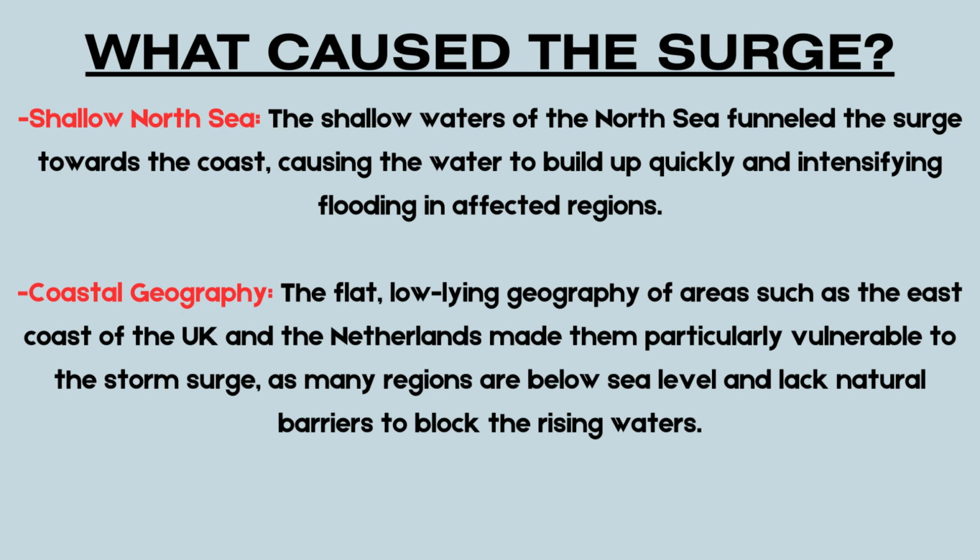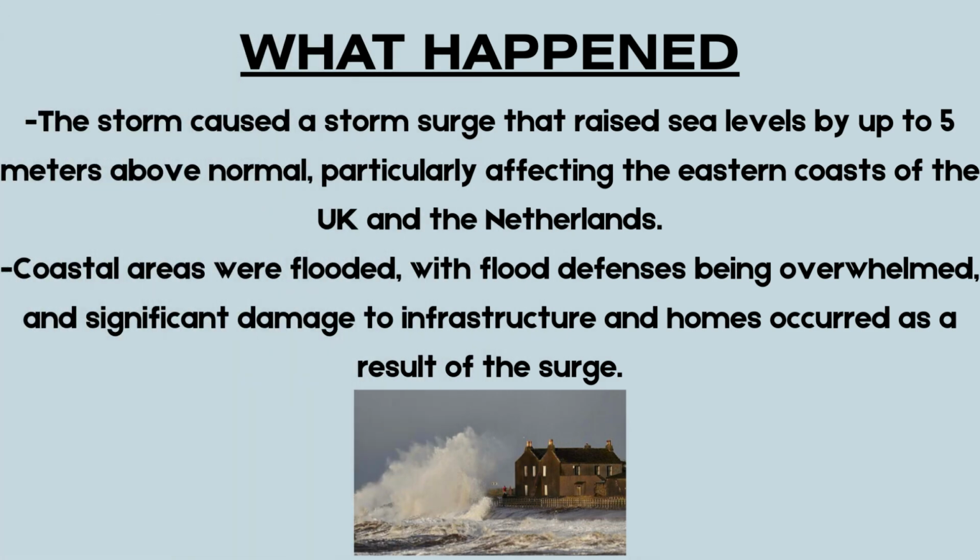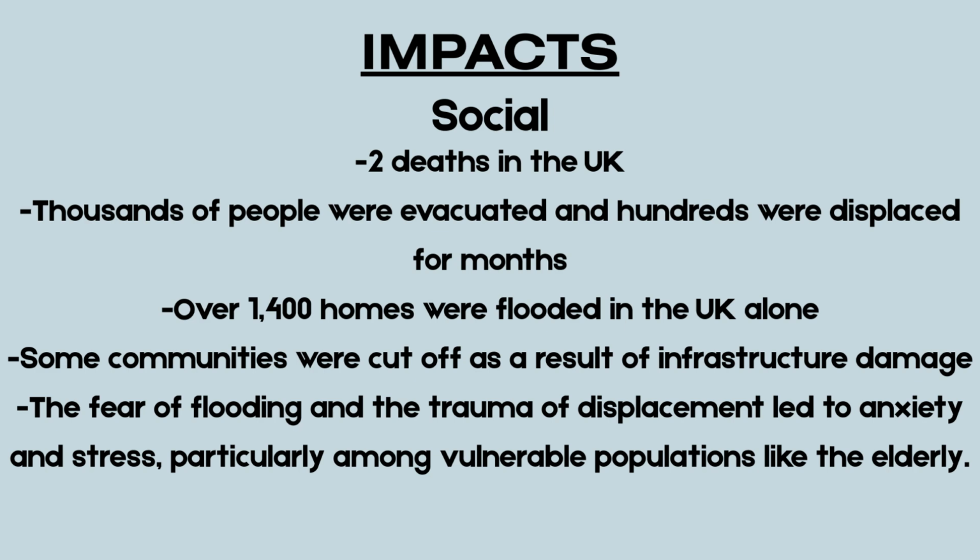Finally, the geography of the region played a big role. The east coast of the UK and parts of the Netherlands are really flat and low-lying, and many areas are actually below sea level. That made them especially vulnerable, as there weren't many natural barriers to stop the rising waters. The storm caused a storm surge that raised sea levels by up to 5 meters above normal, particularly affecting the eastern coasts of the UK and the Netherlands. Coastal areas were flooded, with flood defences being overwhelmed, and significant damage to infrastructure and homes occurred as a result of the surge. Let's look at the impacts.